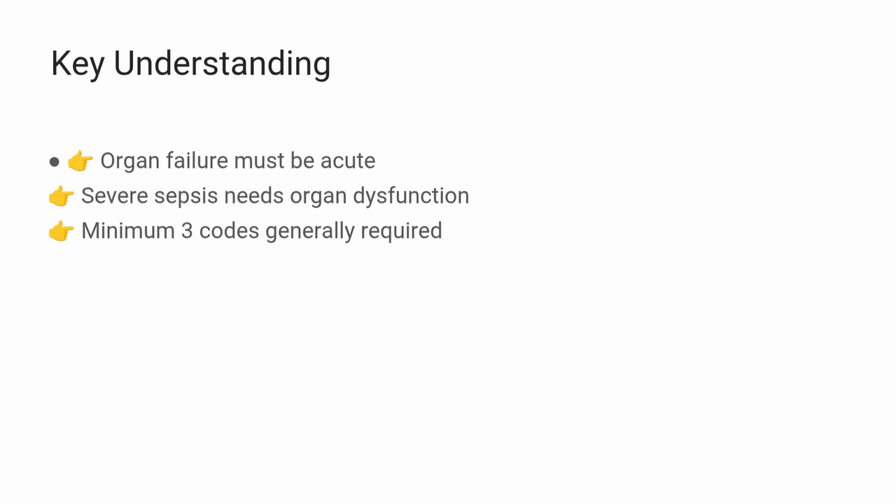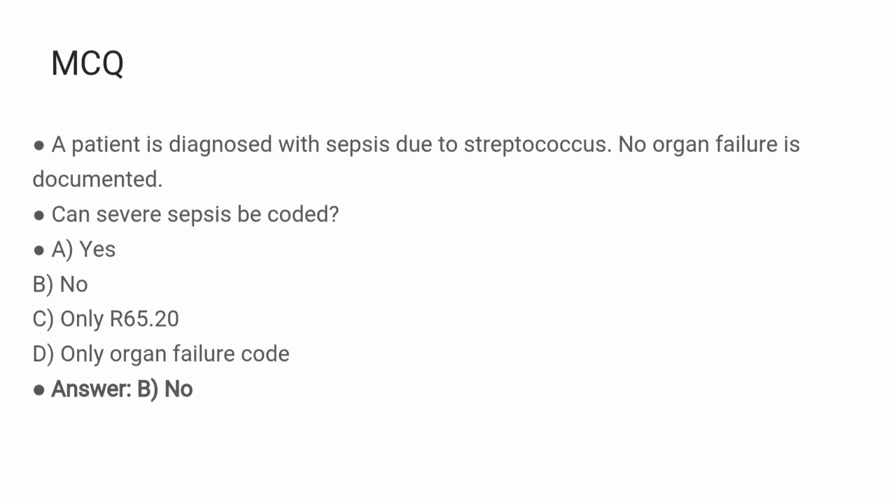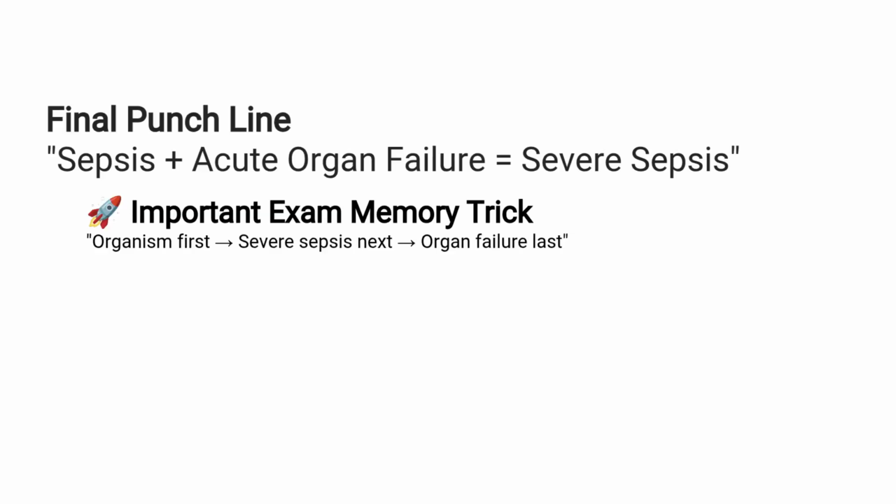So always check documentation carefully for acute organ failure such as acute respiratory failure, acute kidney failure, acute liver failure. Then assign the severe sepsis code. In this question, the patient has sepsis, but no organ failure is documented. Without acute organ dysfunction, we cannot assign severe sepsis code. So only the sepsis code should be assigned. The correct answer is B, no. If sepsis and organ failure is documented, then code severe sepsis. Remember the sequence: organism first, then code severe sepsis, and then organ failure at the last.